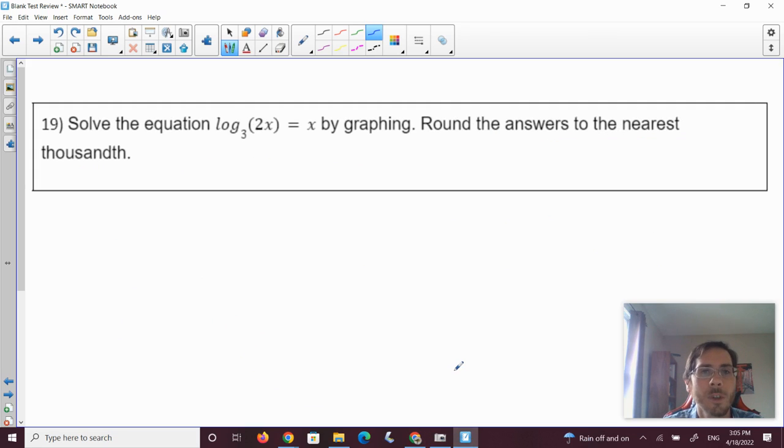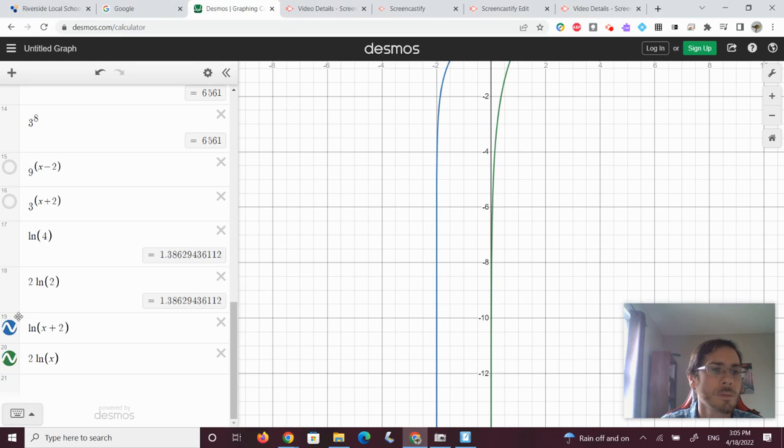All right, for number 19, now this one tells us explicitly to solve it by graphing. So let's just go ahead and solve it by graphing. So log base 3 of 2x equals x.